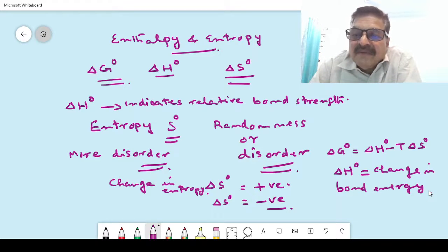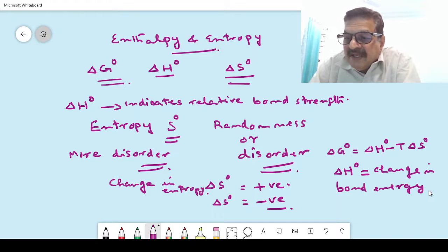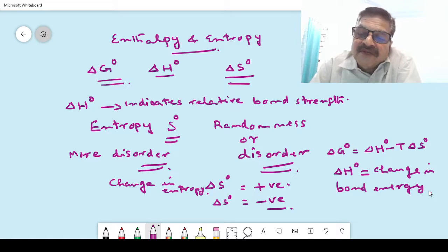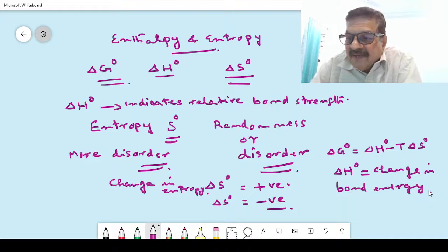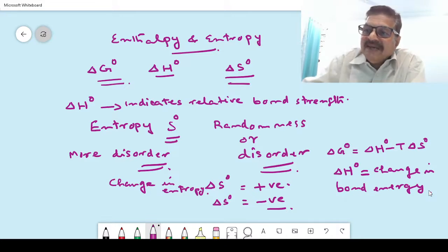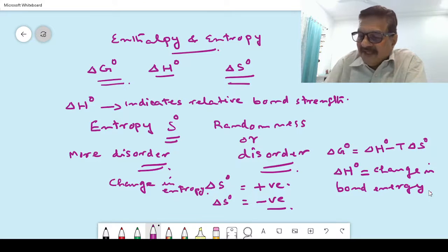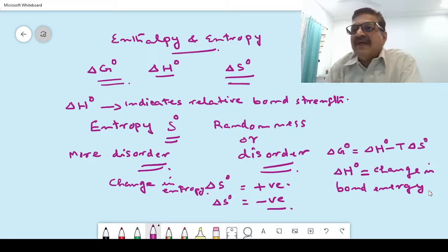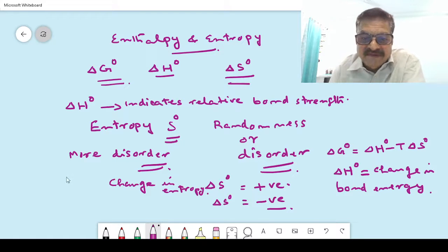Now the change in the bonding energy can be calculated from bond dissociation energy. But entropy changes are a very, very difficult kind of terminology. What is meant by this entropy change and all? So we will not go into that now. So in most of the reactions, let us make an approximation.